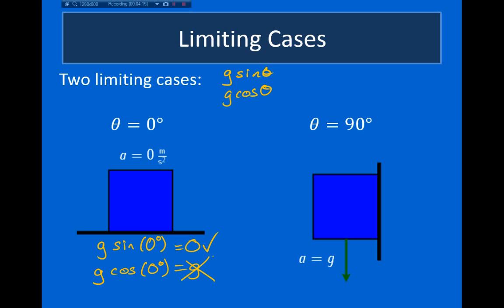Similarly, when we consider the other limiting case, we have a similar scenario. So sine of 90 degrees is 1, so in this case, we get g. But cosine of 90 degrees is 0. Now obviously, when a box is just in free fall like this, my acceleration is the acceleration due to gravity. It's not going to be 0. So again, in both of these scenarios, g sine theta agrees with the quantitative predictions that we were able to make.